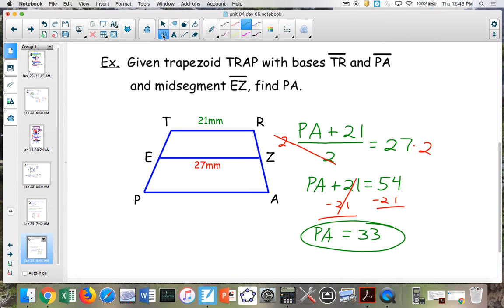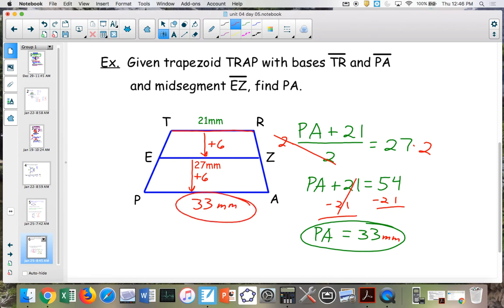Let me give you an easier way to think of it. TR is 21 millimeters long. By the way, you want to put your units on your answer. How much do I have to add to that to get to 27? That's right, I have to add 6. So to get from the midsegment to the other side, I'm going to have to do the same thing. I need to add 6 again, and that gives me 33. So a lot of students like doing it that way.